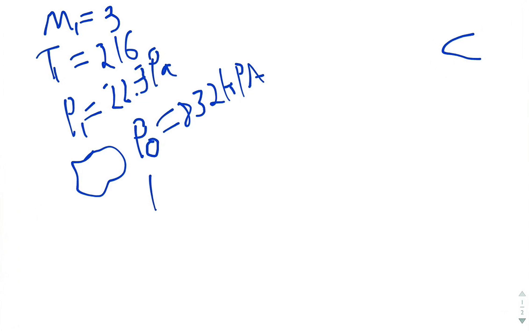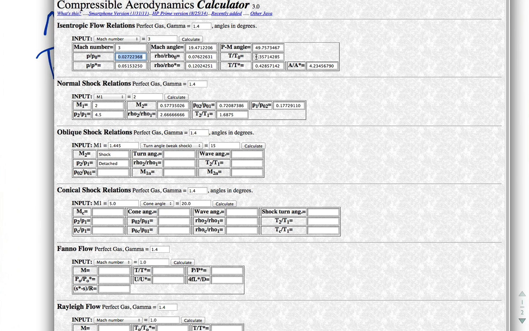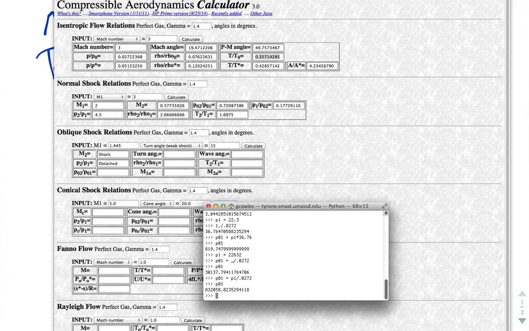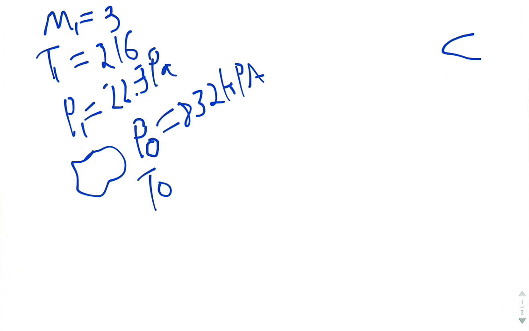What about stagnation temperature? Looking at our isentropic calculator, again, we have T over T naught equal to 0.357. It's a much smaller ratio. Our initial temperature T1 was 216 Kelvin. So we have T naught 1 equal to T1 divided by this ratio, 0.357, which is 605 Kelvin. Still quite hot. Okay, so these are all properties of this parcel.